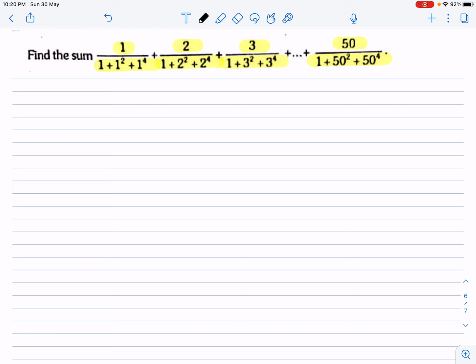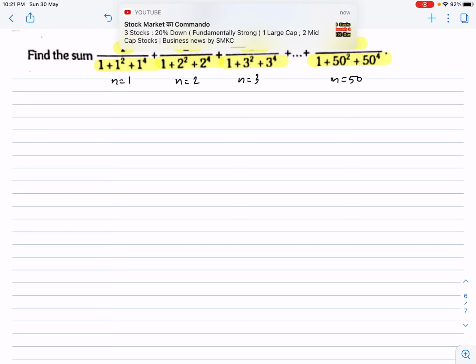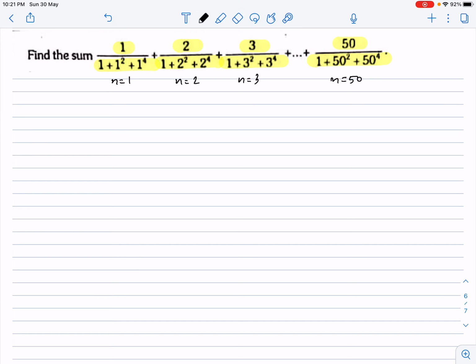So how many terms are written over here? Guys, 50 terms are written over here. This is for n is equal to 1, this is for n is equal to 2, this is for n is equal to 3, and this is for n is equal to 50. So the general term of this can be written by me as n divided by 1 plus n square plus n power 4.